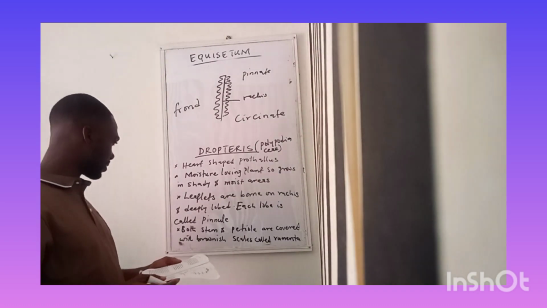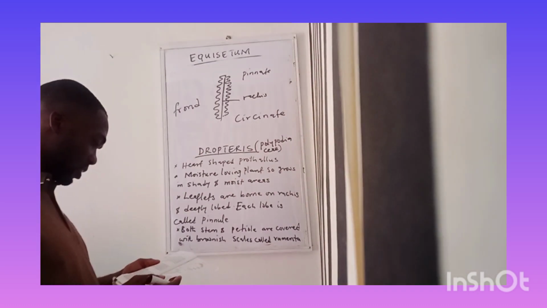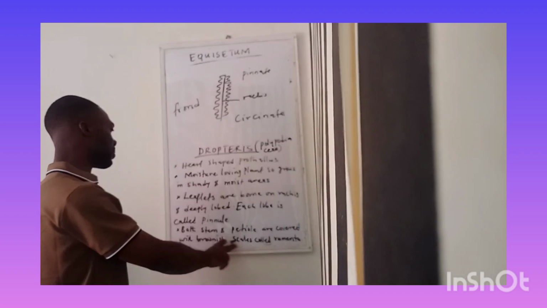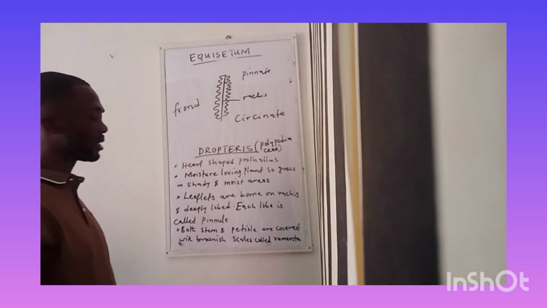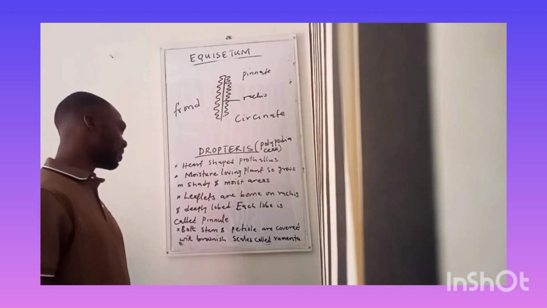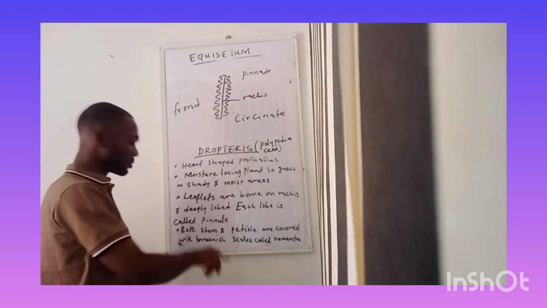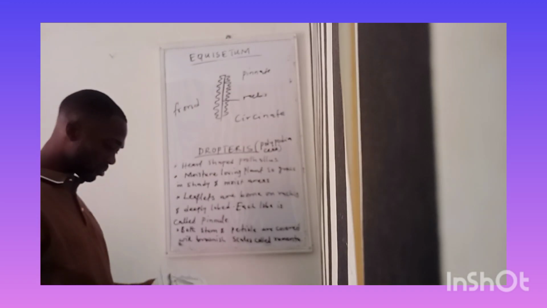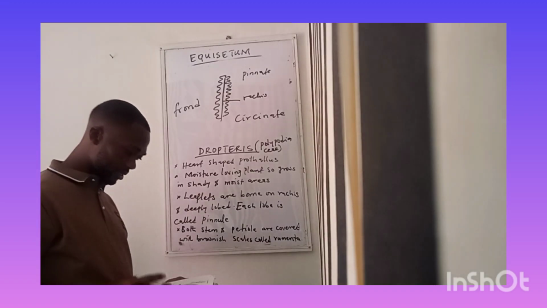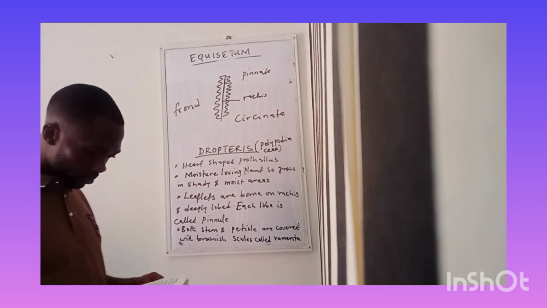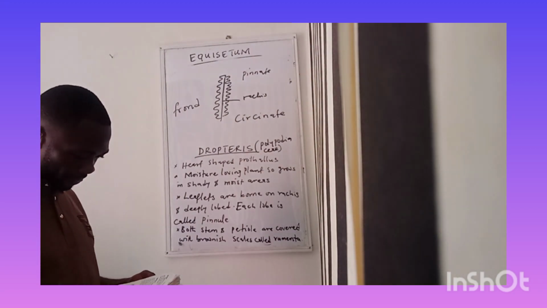Then another important thing which you should know is that both the stem and petiole are covered by brownish scales called ramenta. There is what we call ramenta, and that ramenta is a brownish scale that covers both the stem and the petiole.